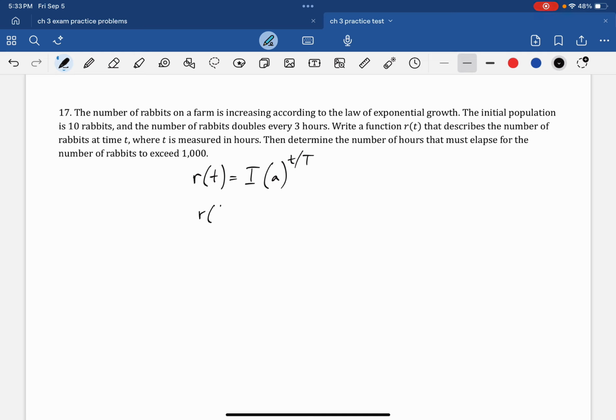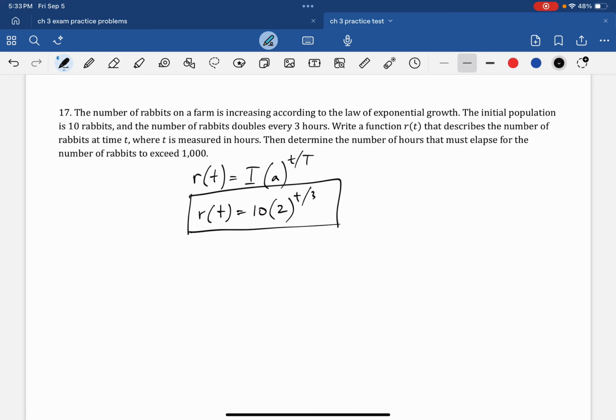Okay, what's my initial value? It's 10. It's doubling every 3 hours, so I know my factor is 2. And then little t stays as my variable, and big T, my period of growth, is 3 hours. It's doubling every 3 hours, so that's my period. And, oh, forgot to write 3 here. But otherwise, that's my answer for the function.